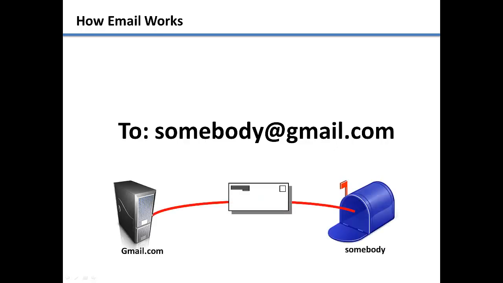The first thing the email server will do is look at the to address. The to address will tell the email server where to send the email. For example, somebody@gmail.com will send it to a server that has an address of gmail.com. When the server receives it, it will look at the name, in this case somebody, and then route it to that person's inbox to be stored.